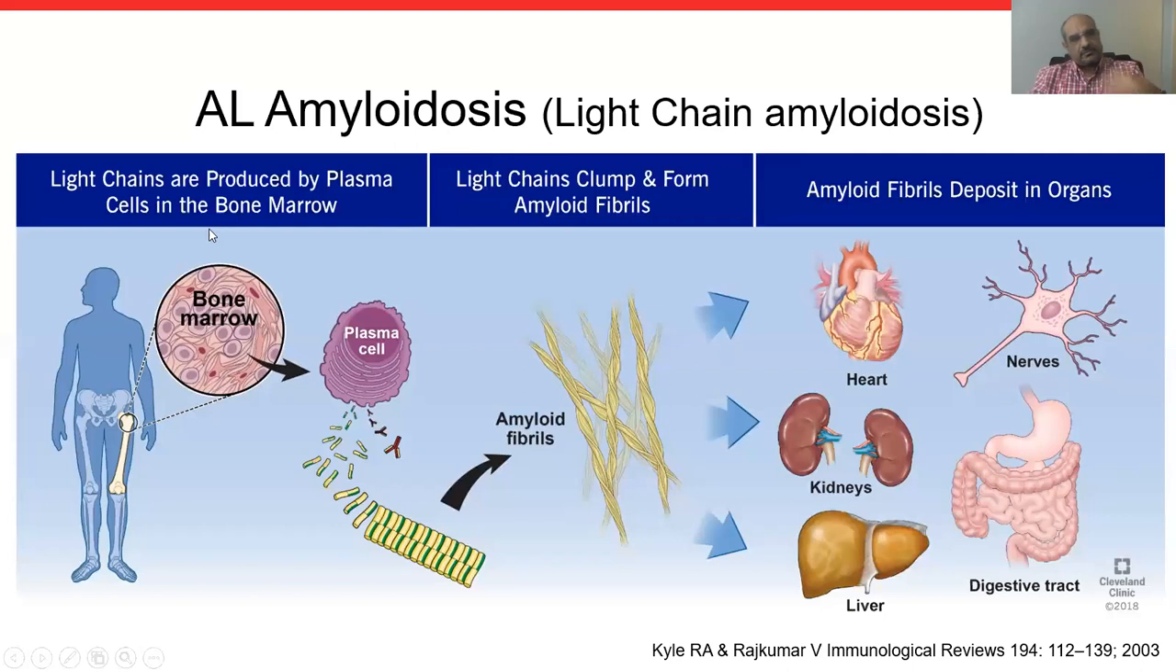So again, the light chain amyloidosis or AL amyloid. The light chains are produced by the plasma cells in the bone marrow. This is the plasma cell in the bone marrow, and the plasma cells form the amyloid fibrils, which are deposited in different organs, including the heart, causing cardiomyopathy, the nerves, causing polyneuropathy, the kidneys, causing nephropathy, nephrotic syndrome, and renal failure, and also the liver and the digestive system as well.